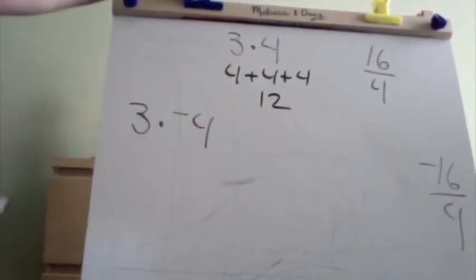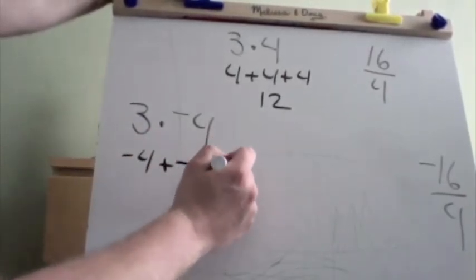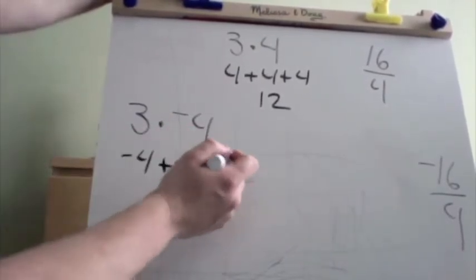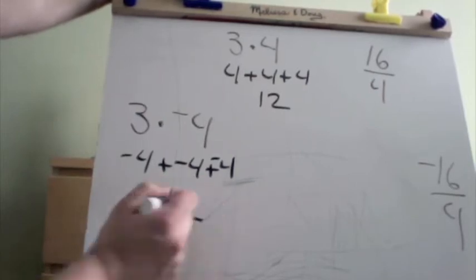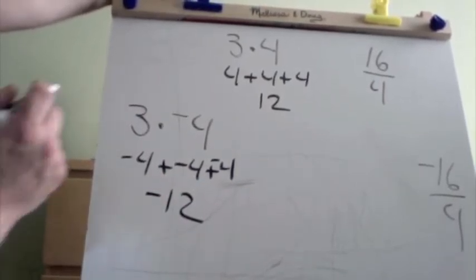So if we apply the same logic to negative numbers, this is saying we have 3 groups of negative 4. As we've already learned, that would be negative 4 plus negative 4 is negative 8. Negative 8 plus negative 4 would be negative 12. Okay? So there's this rule that comes about.